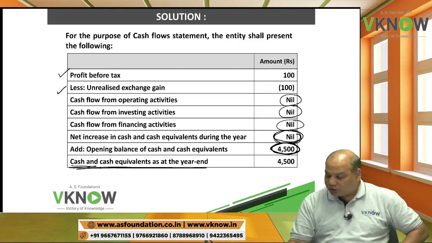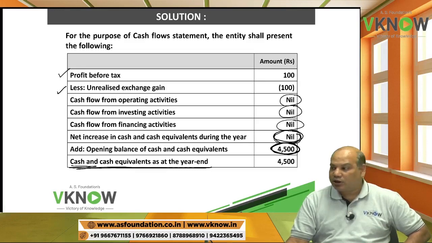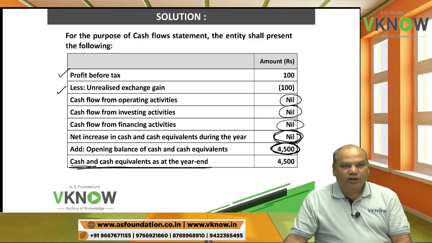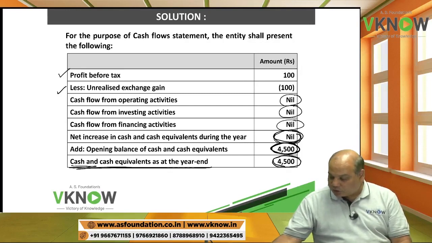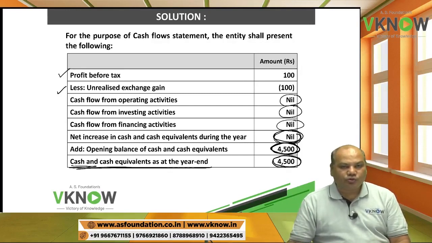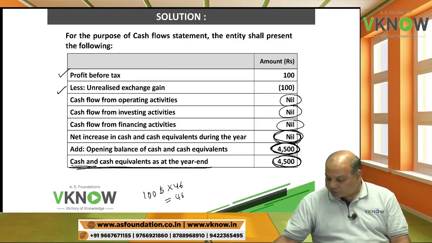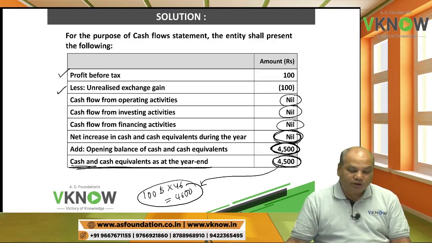Cash and cash equivalent at the end of the year is 4500. This is what cash flow statement will show. But balance sheet will show a different amount, because in balance sheet $100 will be valued at 4600. So we'll have to prepare one reconciliation statement.